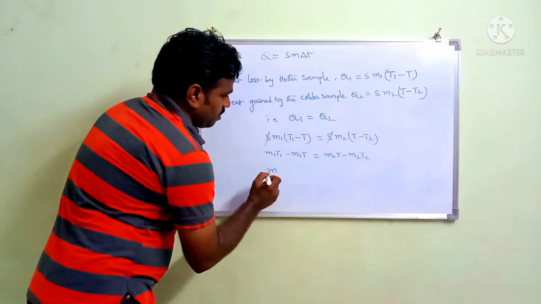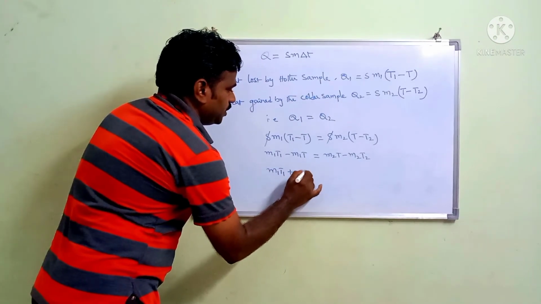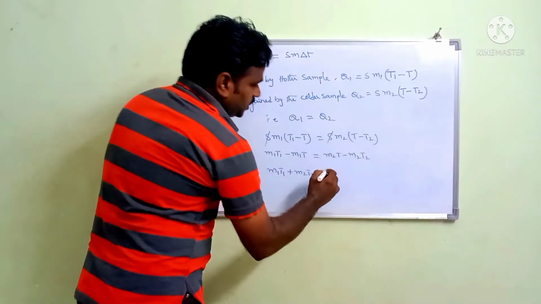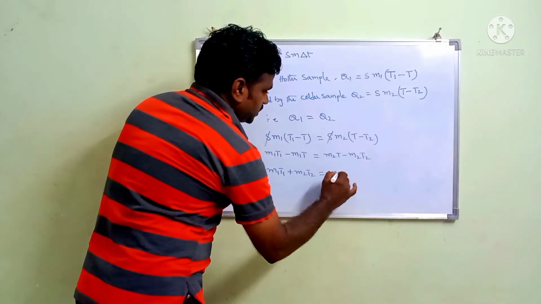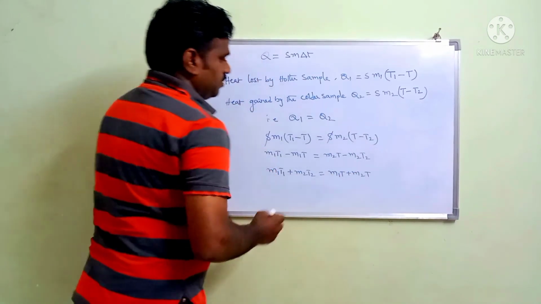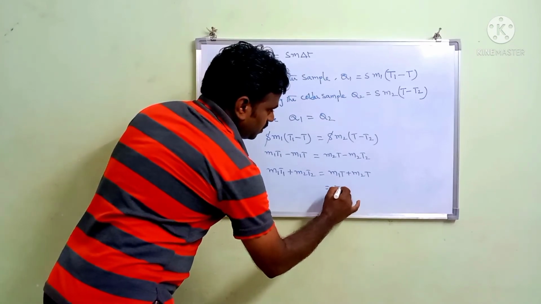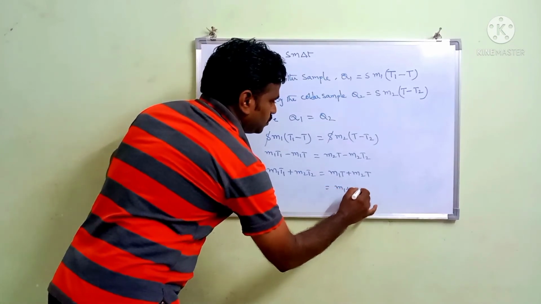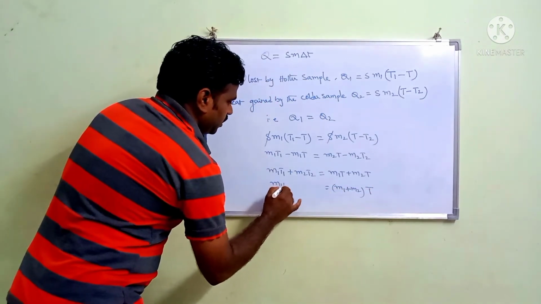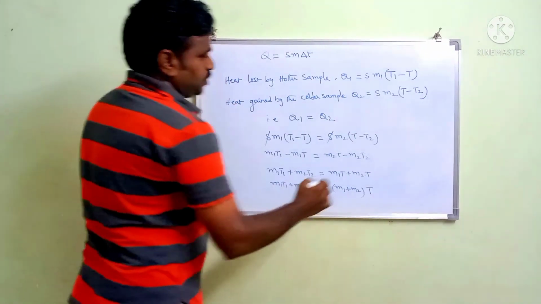So m1 T1 plus m2 T2, and this minus m1 T goes to that side, it also becomes plus: m1 T plus m2 T. So here we can take T as common: (m1 plus m2) T, and here m1 T1 plus m2 T2.